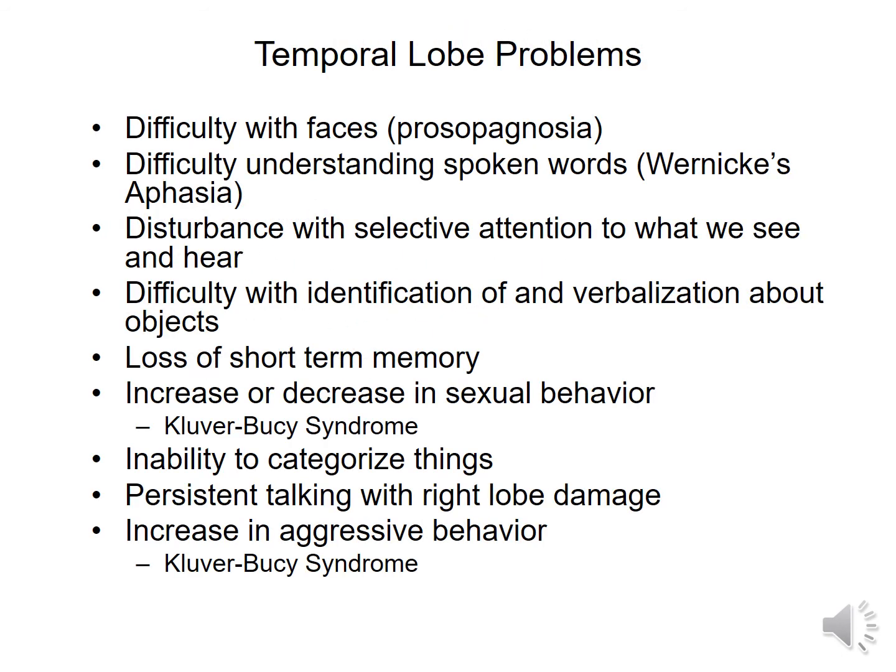What happens when temporal lobes don't work properly? Well, you get some interesting problems, including difficulty identifying faces. It's called prosopagnosia. Oliver Sacks, a famous neurologist, wrote a book about a man who mistook his wife for an umbrella. He had the most severe case of prosopagnosia because of temporal lobe damage that he'd ever seen.